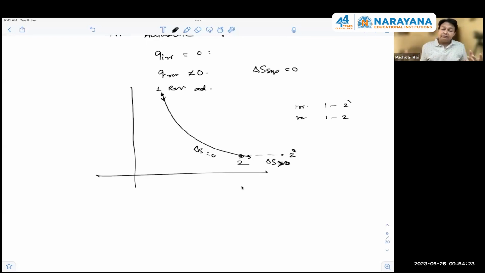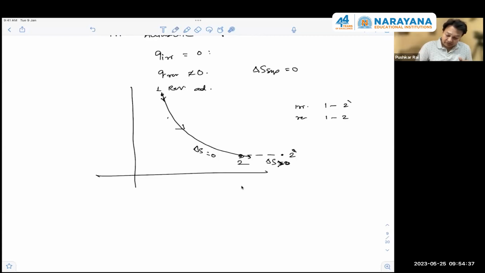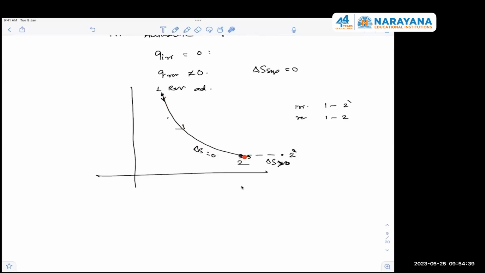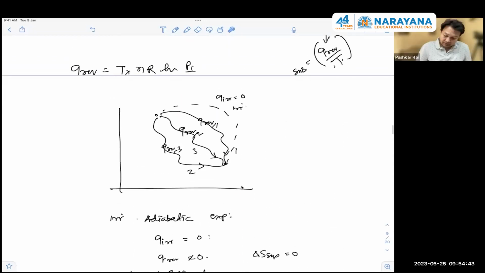So in the irreversible adiabatic process, entropy is positive, but Q irreversible is what? 0. Sir, in our first diagram, Q reversible will also be 0. In this process, from one there to there? Not sir, we drew another graph before. Yes, sir, this one.